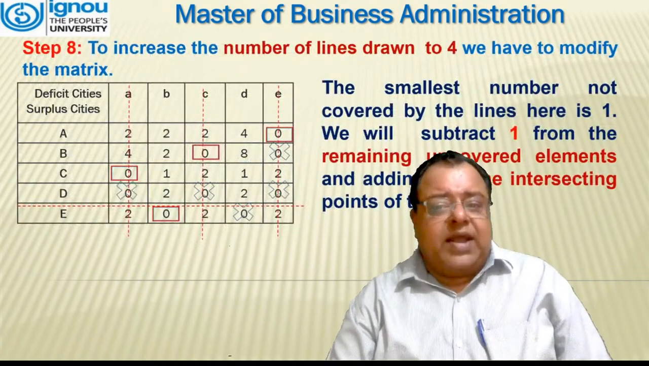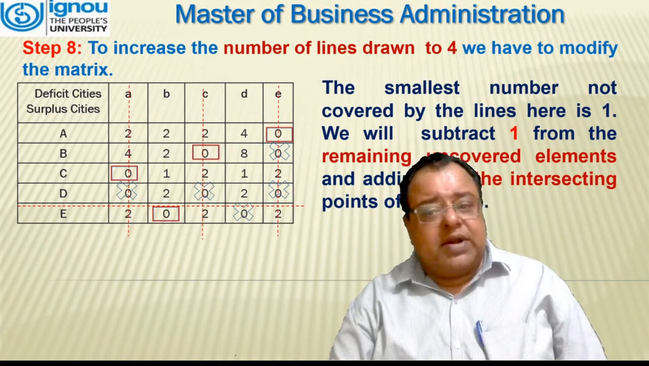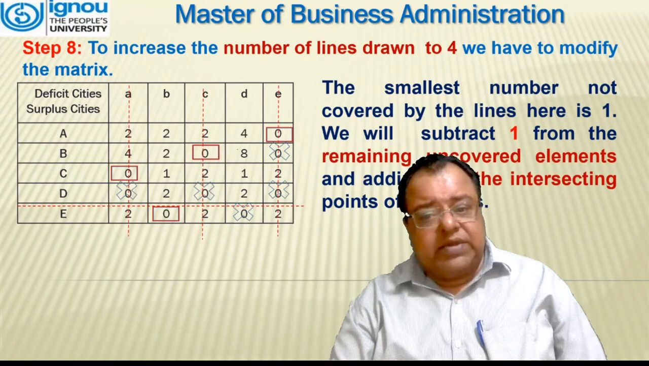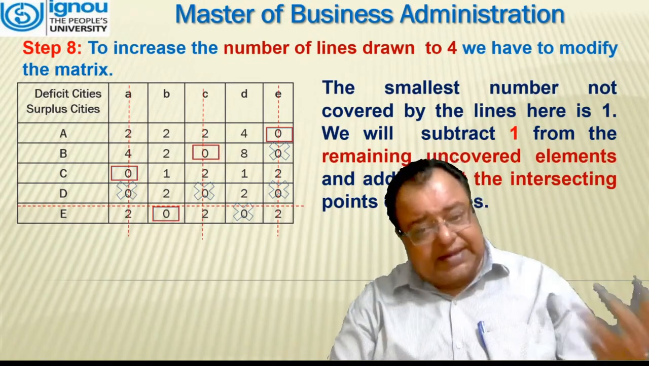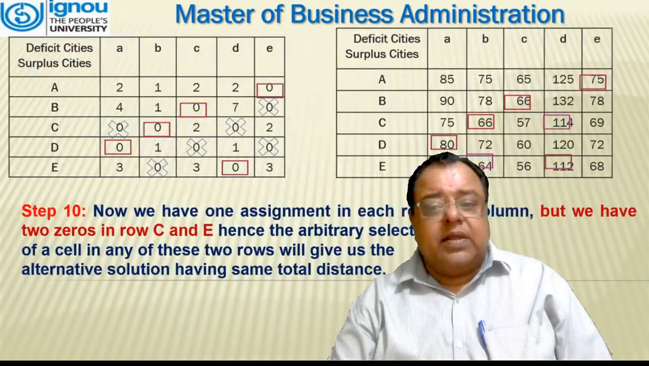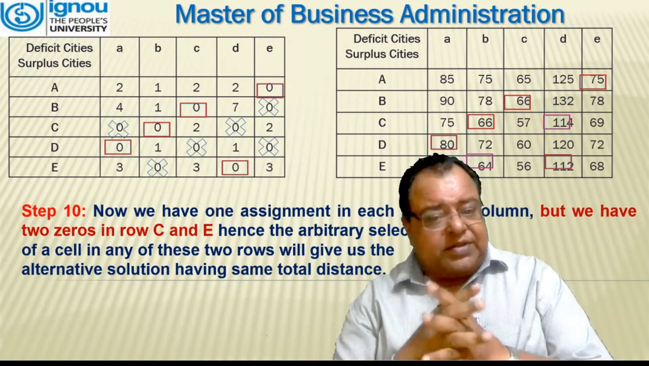To increase the number of lines to 5, we have to modify the matrix again. The smallest number not covered by lines is 1. We subtract 1 from the remaining uncovered elements and add 1 to the intersecting points of the lines. This comes to the final solution.